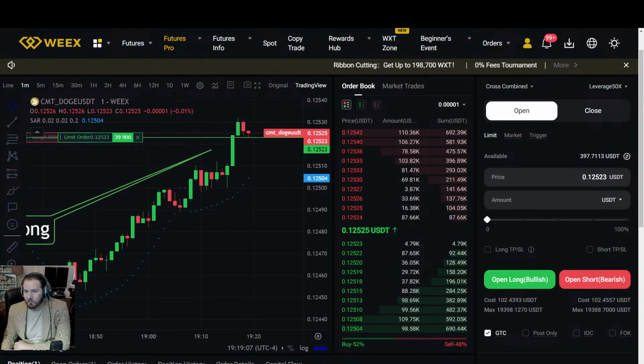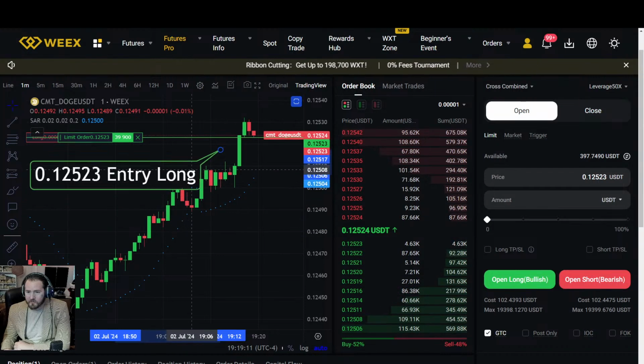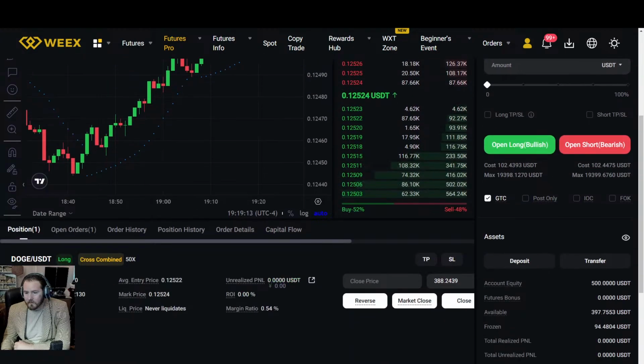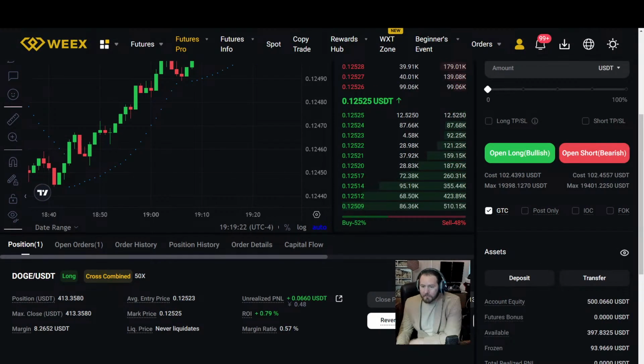It's bouncing off of where I entered. All right, if we come below this line, the rest of my orders should start filling. Let's watch down here a little bit more about my order filling, just so we can see. All right, so I have about $8 margin in the trade, and I'm on 50 times leverage. So let me teach you the math real quick. Let me show you the math.